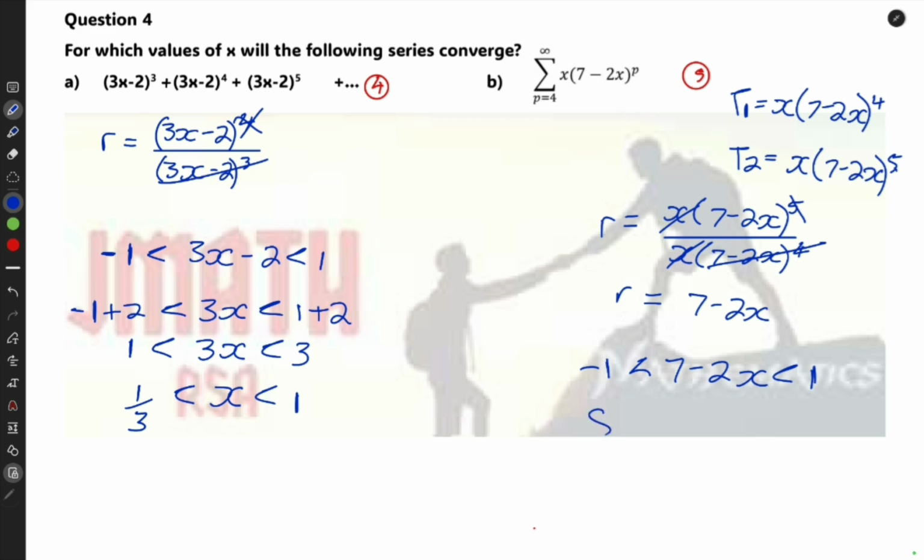So I'm going to subtract 7 on both sides. Gives me minus 8. Gives me minus 6. Then I divide by minus 2. This would give me a 4. X. This would give me a 3. Now remember, if I divide by a minus, the signs would flip.